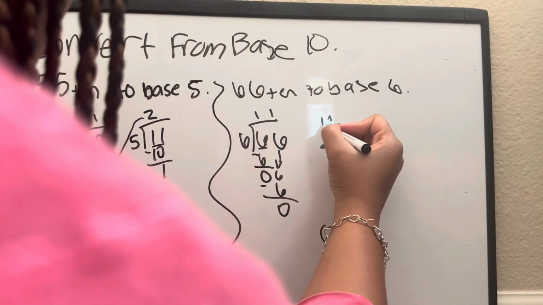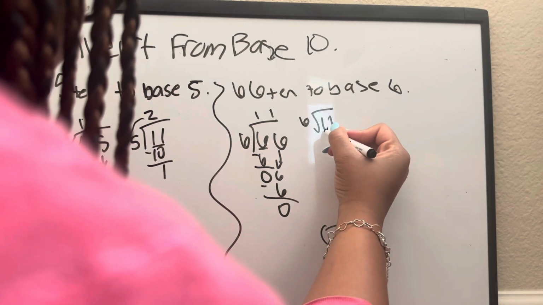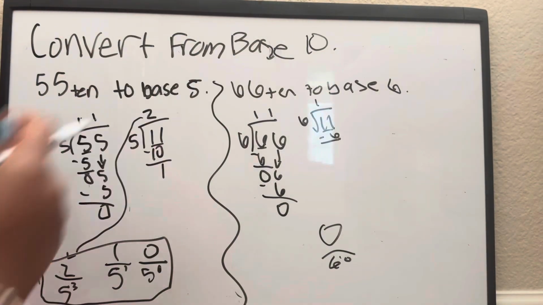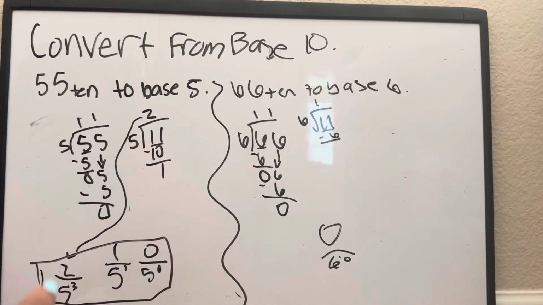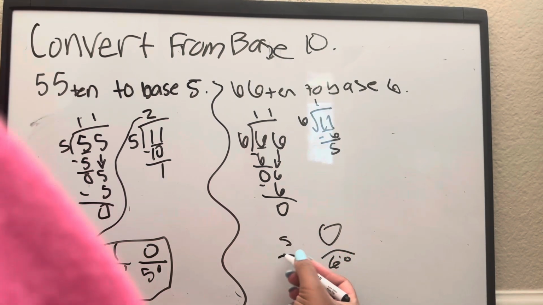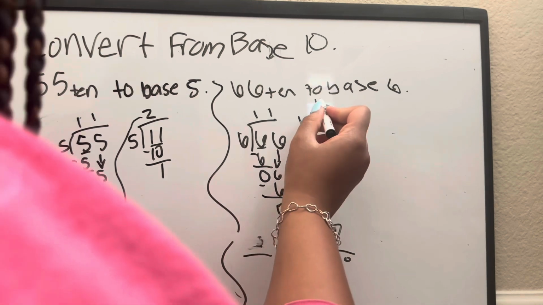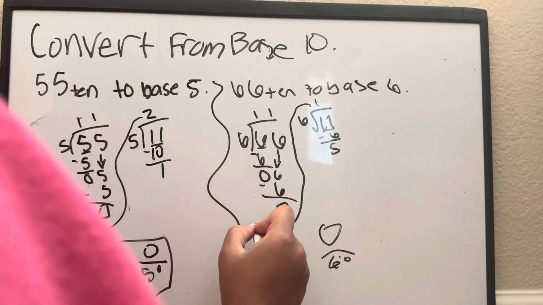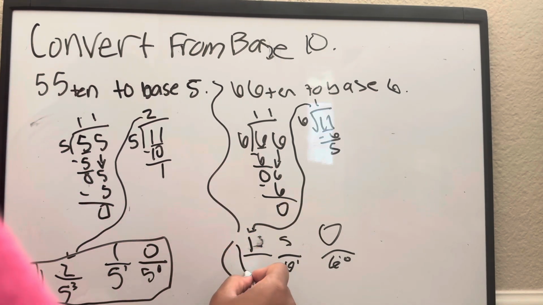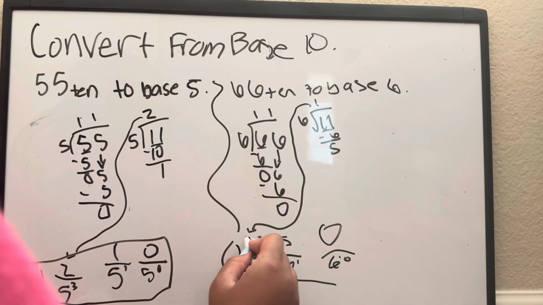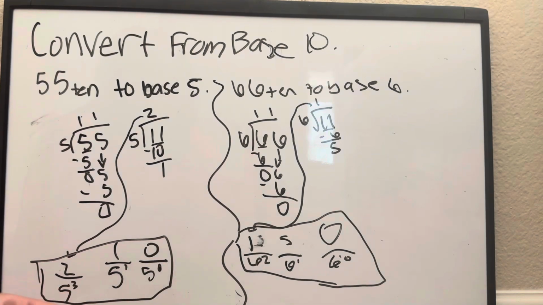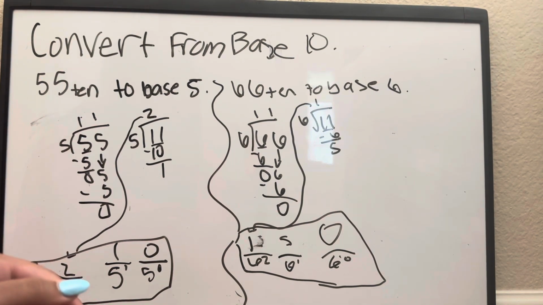Then we're going to take that 11, divide that by 6. That can go into it only once. So 6. 11 minus 6 equals 5. So our next place value would be 5, 6 to the power of 1. And then again, we're going to bring that 1 down, which is 6 to the power of 2. So our answer would be 150. And that is how you convert to base 10 and how to convert from base 10.